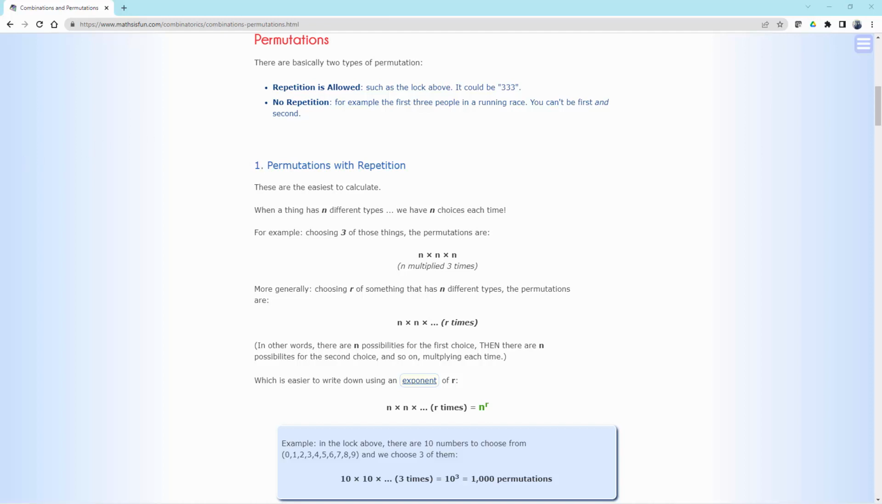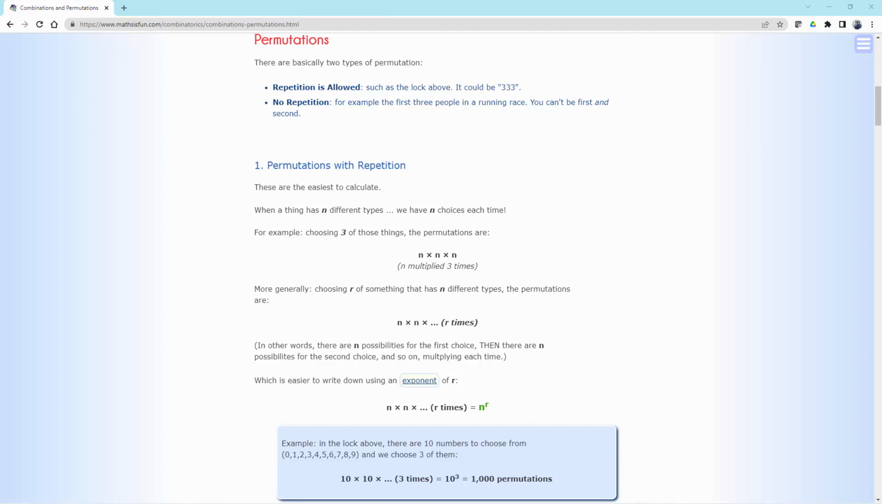So, to repeat and sum up, combinations and permutations can get a little bit more complicated the deeper you go into it. But specifically with permutations, we have two different kinds. We have one where repetition is allowed, which we just went over, and another with no repetition, which we haven't covered as of yet.